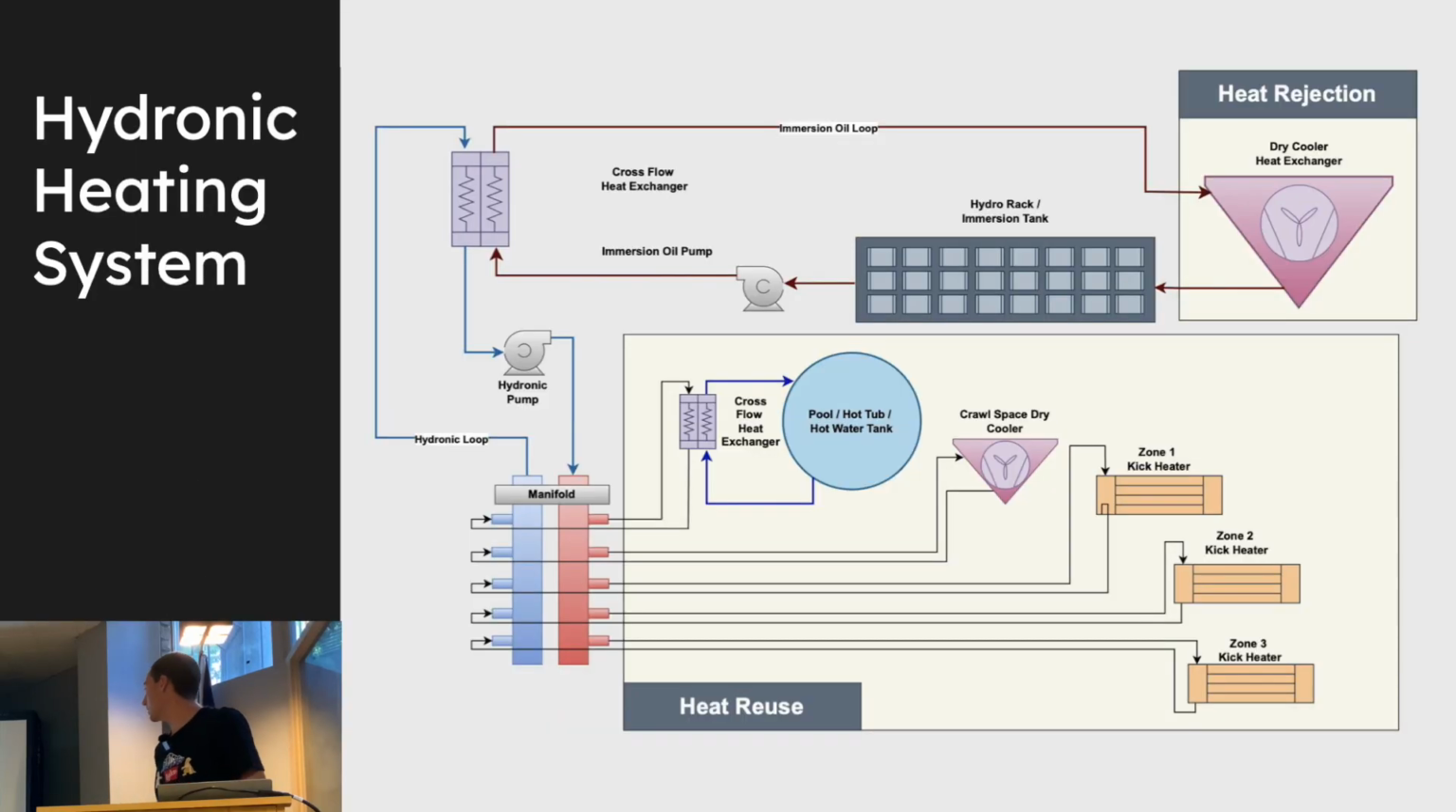So here's a diagram I threw together for a hydronic heating system. I'll kind of just stand up here and point so everybody can see. This is your immersion or hydro rack with all your miners. That heat goes to the left through that first pump. That purple box up there is where you hit your first dual loop heat exchanger. That heat is transferred to the blue loop. So now the heat is in your water glycol system.